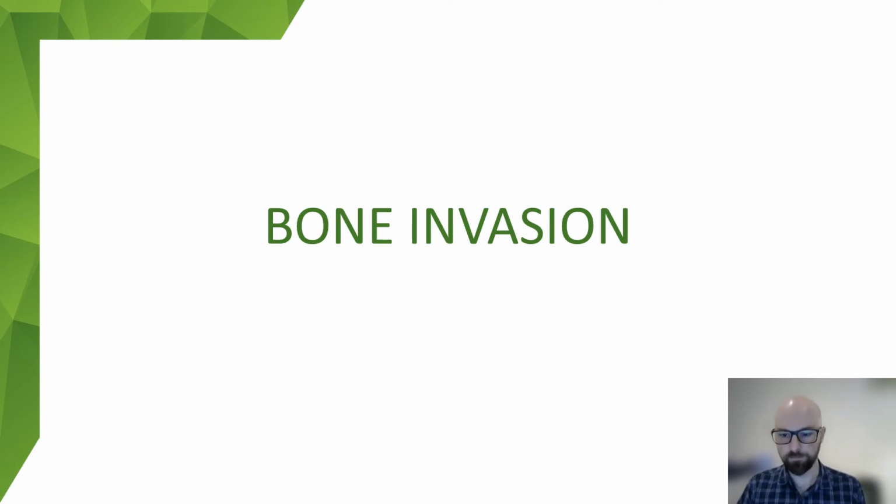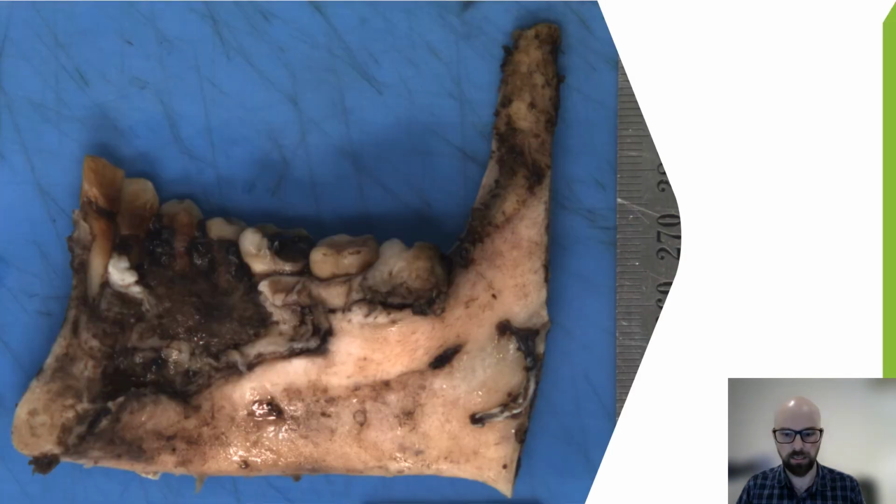So, bone invasion. It's important for staging. When it is present, it bumps it up into stage T4A. This is the case here. Usually with tongue cancer, it needs to be quite big before it invades bone. What's happened is we've stripped away the soft tissue from the bone, and we can see that the tumour there has invaded through on the lingual surface of the mandible.